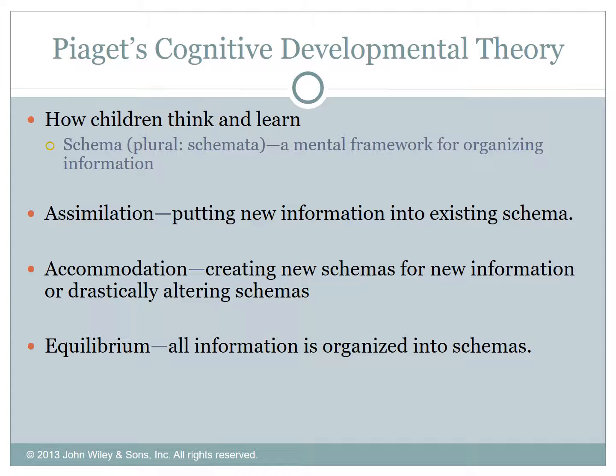In either case, when you assimilate or accommodate information, the goal is to achieve equilibrium, where all of the information is organized into schemas, and those schemas work. They're in balance. They're in a state of equilibrium. When you're not in equilibrium, you experience what we refer to as cognitive dissonance. That is, when you have information that doesn't fit your schema, you experience cognitive dissonance, and you seek equilibrium by either assimilating or accommodating that information.